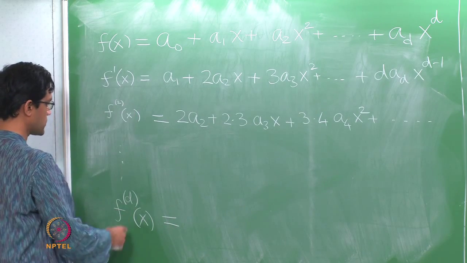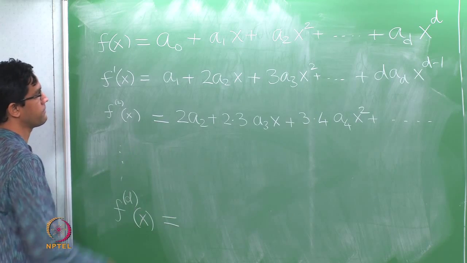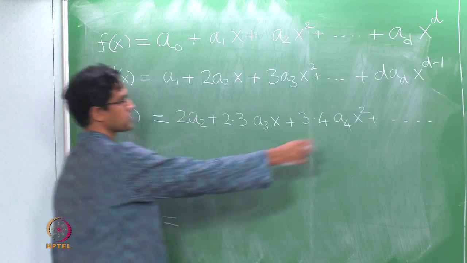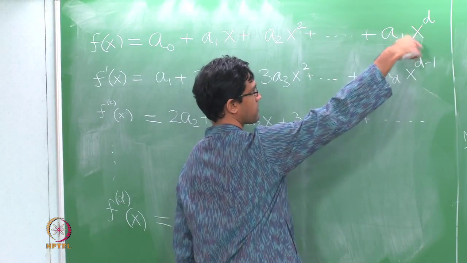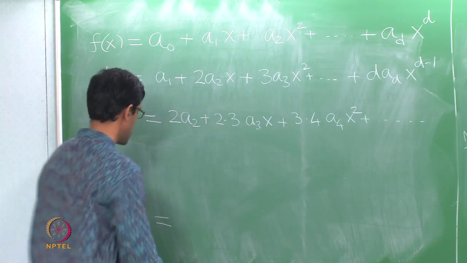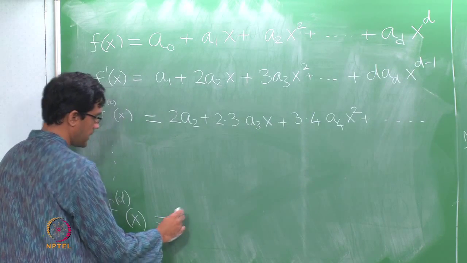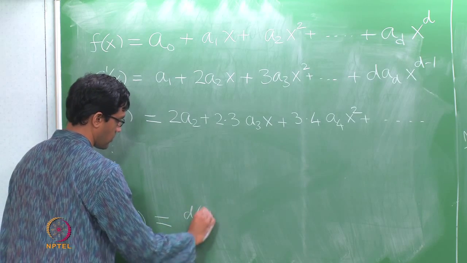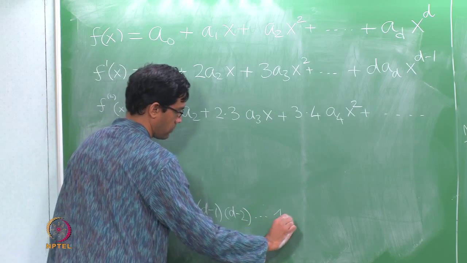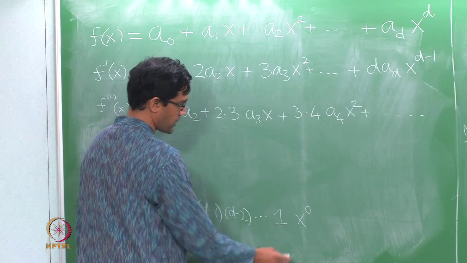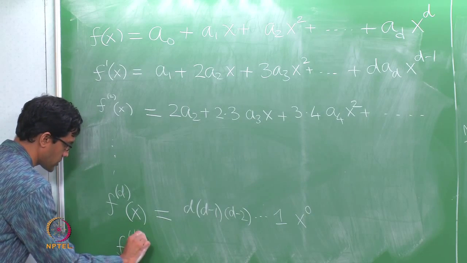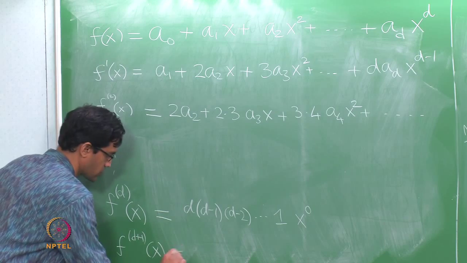Finally you keep doing this d times, you take a derivative at every step, you keep doing this d times, what you finally end up with is only this last term survives when you do d derivatives, and the derivative of this taken d times is just a_d multiplied by d into d minus 1 into d minus 2 and so on, down to 1. At every step the power of x will sort of climb down and you get x power 0, which is just a 1. Okay, and if you do it once more, since the preceding answer is a constant, this is just going to give you a 0.